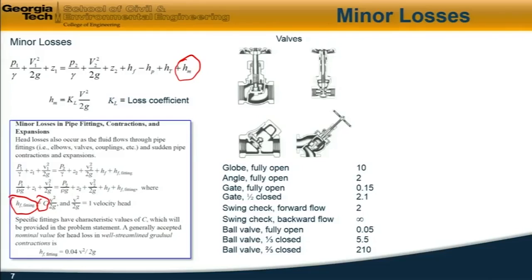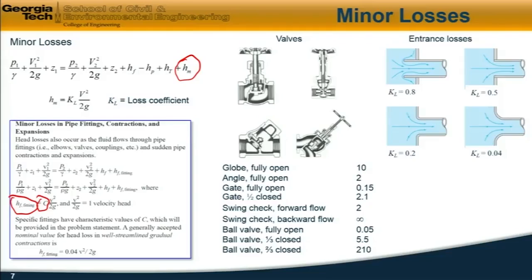Of course, the loss coefficient depends on how open the valve is. Other examples, for entrance losses from flow from a large reservoir or a large pipeline into a smaller one, are given here. So a re-entrant entrance like this has a very large coefficient, whereas a nicely flared one here has a very small energy loss or a very low loss coefficient.